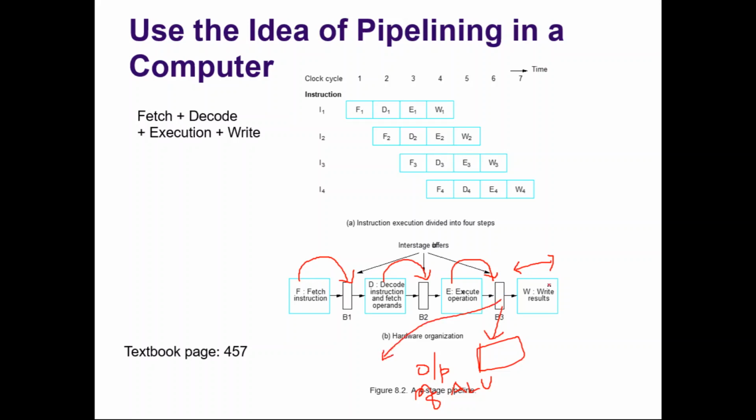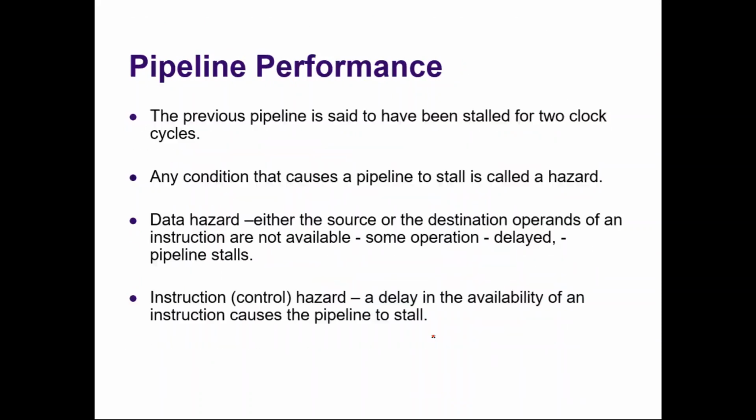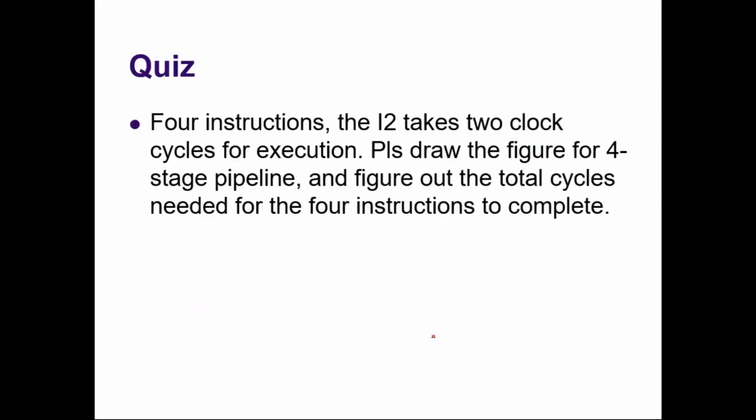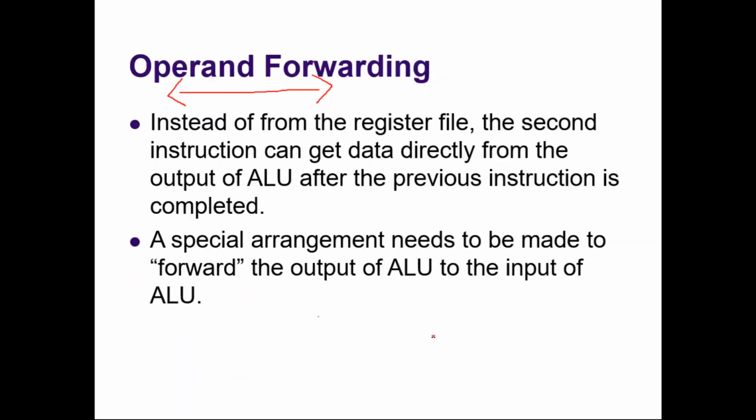This data only you are going to write to some register or some memory location. This data can be directly utilized by the next instruction if it is required. So this concept is called operand forwarding or data forwarding, and here we are going to use that technique. That is what is being explained here.